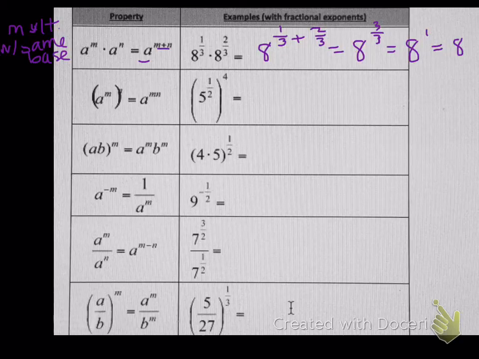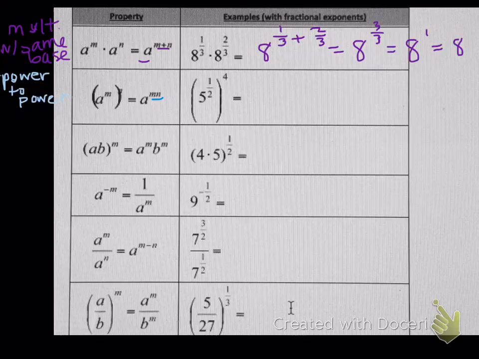So for our next example, this is what we would call a power to a power. And you're going to hear me, like I said, especially during board work, reference these different rules and say, okay, we're working on power to a power. So that's why we're going to label these. The rule says if I have a to the mth power raised to the nth power, then I multiply the exponents. So here, I'm raising 5 to the 1/2 power to the 4th power.